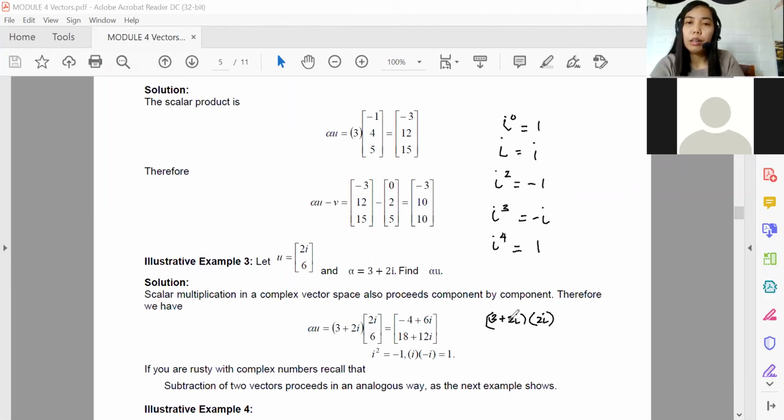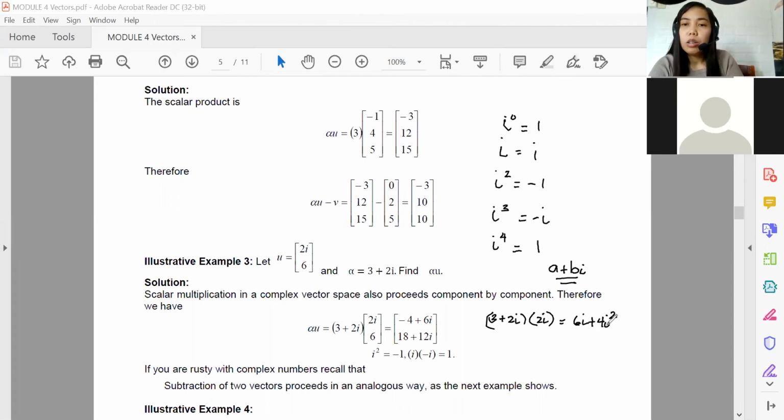So it's this binomial by monomial. Same lang din. Kung paano tayo sa polynomials mag-multiply, ganun din sa complex. So, 3 multiplied by 2i is 6i. 2i times 2i, so we will have 4i squared. Okay? Laging ang magiging sagot nyo, class, ay nasa form. This is the form for complex: a plus bi, where a and b are real numbers and i is imaginary. Okay? Laging ito ang standard form.